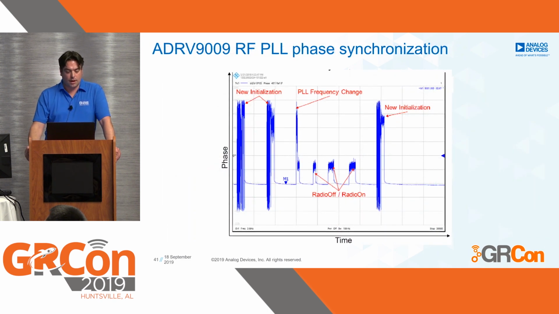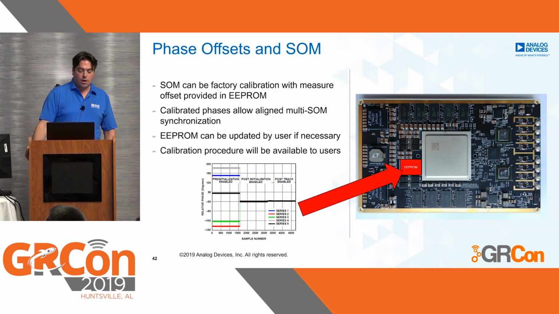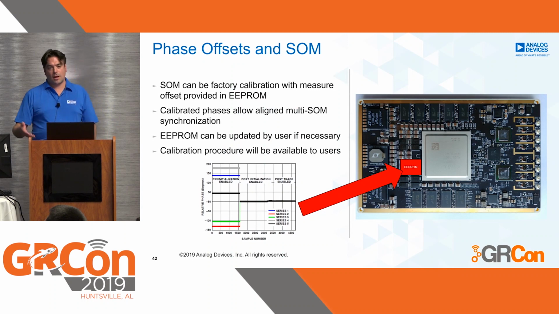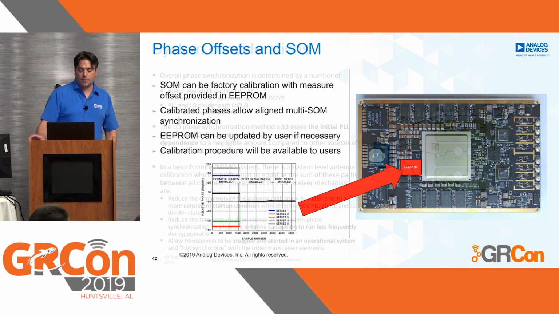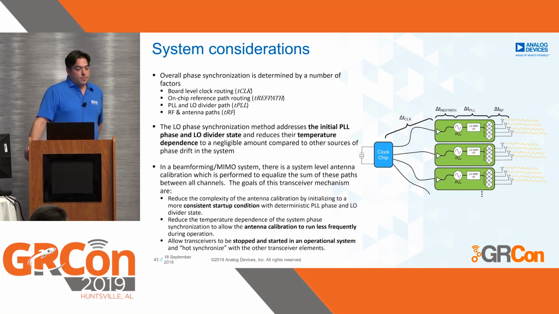And also here, this is a phase analyzer. We see that the phase goes all over the place during initializations or during PLL frequency changes, or if you turn the radio on and off. But afterwards, it settles back to the original value. Also, for factory calibration, you can actually take this phase offset of your given transceiver and store it, for example, in an on-chip memory.